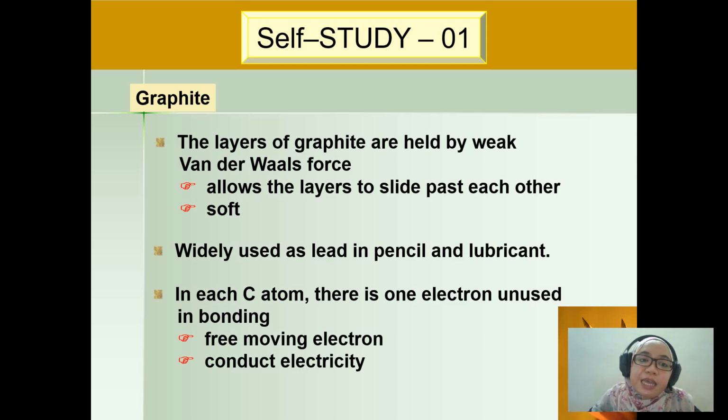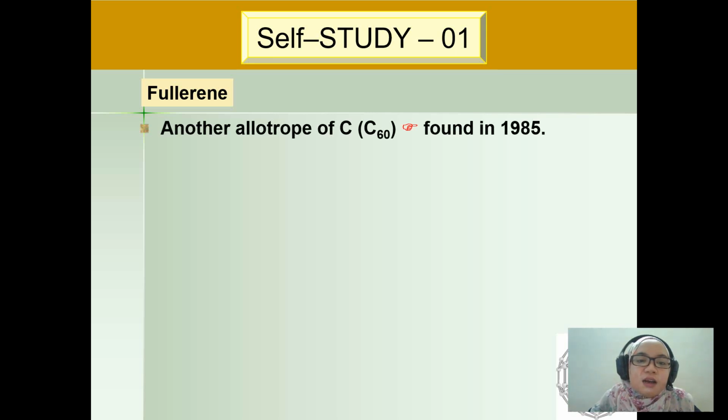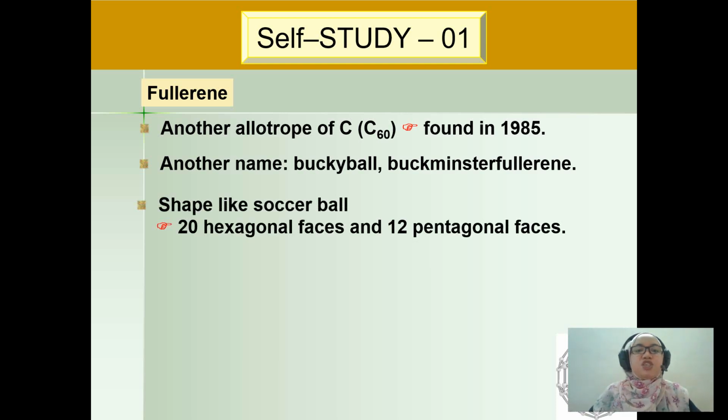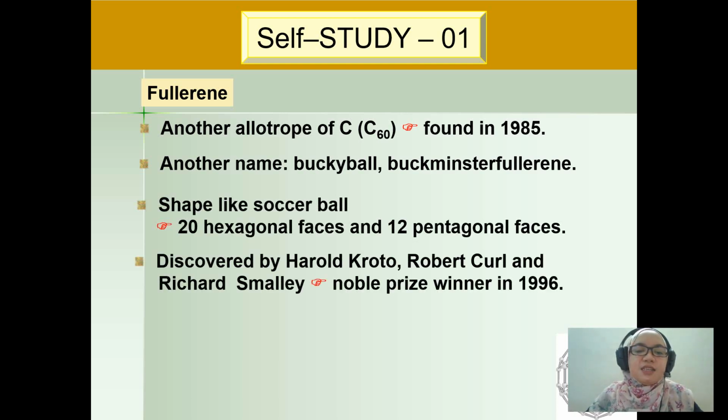Although they are made up of the same element, carbon, since the way it is formed is different, it has different properties. Okay. Alright, so now fullerene. So fullerene is another allotrope of carbon found in 1985. So another name is buckyball or Buckminster fullerene. Okay, it's shaped like a soccer ball. It has 20 hexagonal faces and 12 pentagonal faces. Okay, so fullerene was discovered by Harold Kroto, Robert Curl and Richard Smalley and they won a Nobel Prize in 1996.